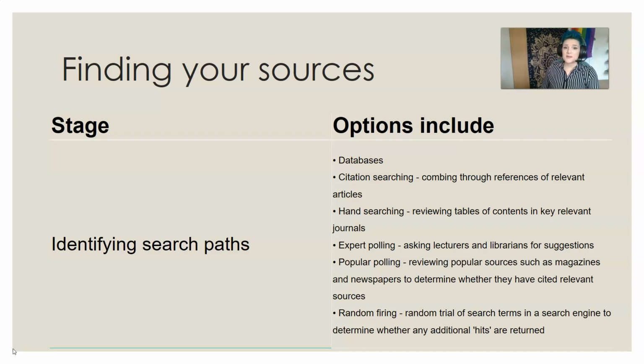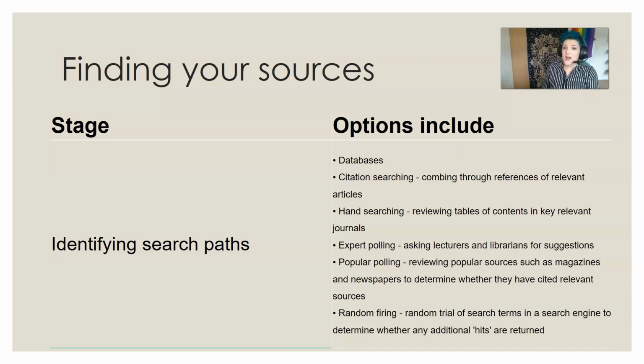Another search path includes expert polling. Now this is asking lecturers who are experts in the subject area that you're writing in where they might suggest you search for this information. The staff at the library might also be helpful with this. You would also consider popular polling. So reviewing popular sources such as magazines and newspapers and trying to identify where they have cited relevant sources.